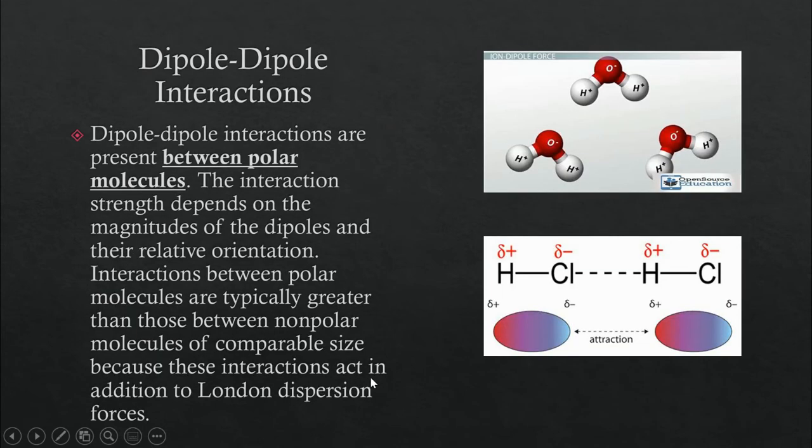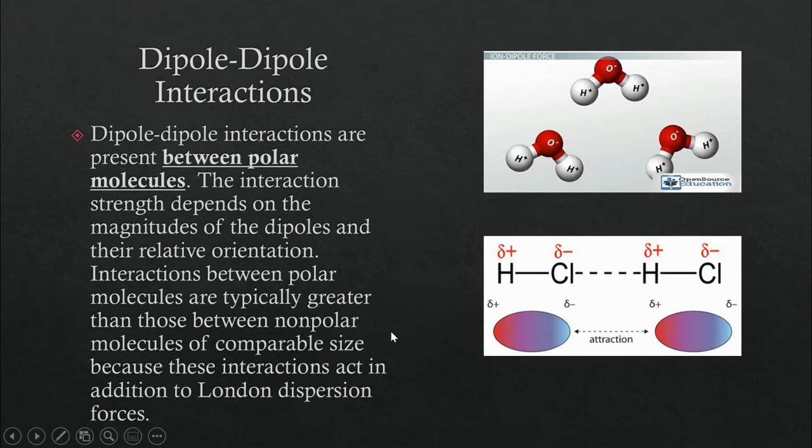Then we also have dipole-dipole interaction. So dipole-dipole is an interaction between polar molecules. So two molecules that are polar, that have a dipole. That's why it's called dipole-dipole. And dipole means two poles or two charges. So a positive and negative side, a positive and negative charge means that it has a dipole. The interaction strength depends on the magnitudes of the dipoles and their relative orientation.